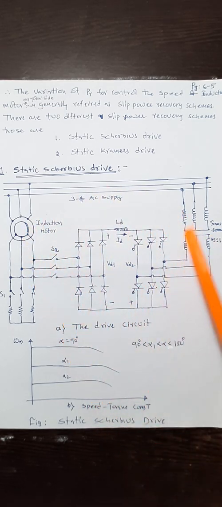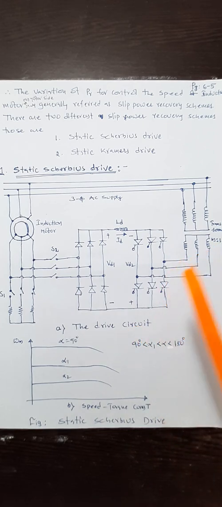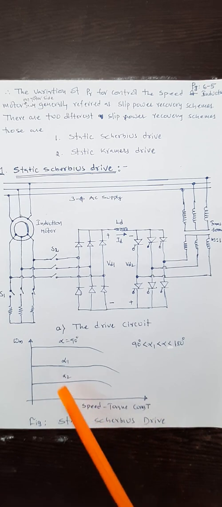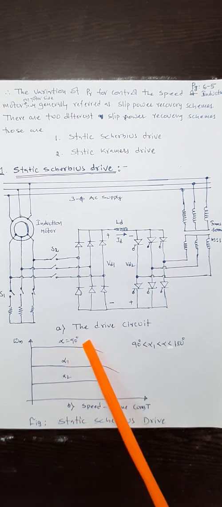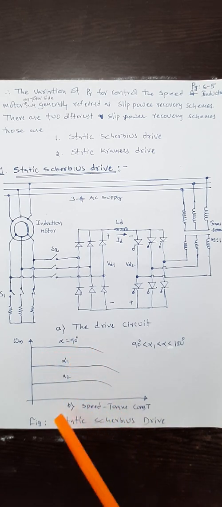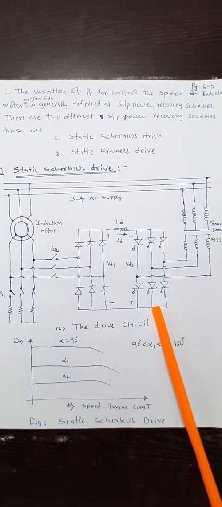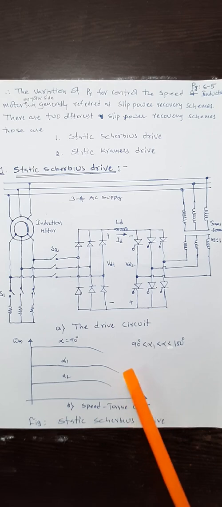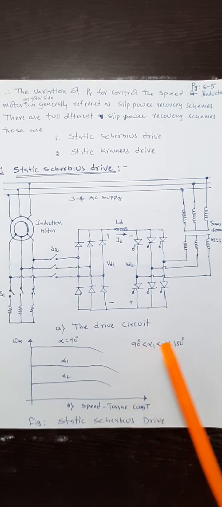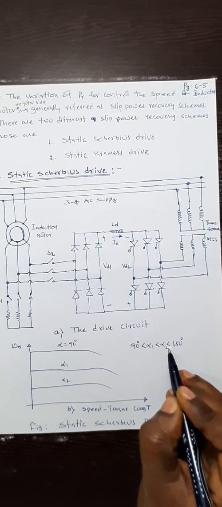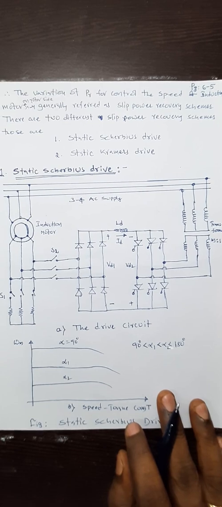This is the drive circuit, followed by the speed torque characteristics. You can observe the speed versus torque curves for different values of alpha equal to 90, alpha 1, alpha 2, like this. The range of the firing angle for the inverter is from 90 to 180 degrees. Therefore 90 degrees is less than alpha 1, less than alpha 2, less than 180 degrees.